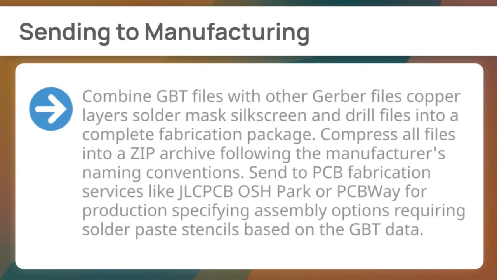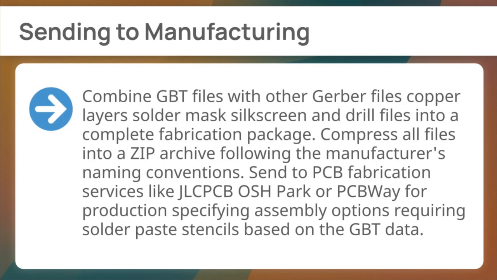Finally, sending to manufacturing. Combine GBT files with other Gerber files, copper layers, solder mask, silkscreen, and drill files into a complete fabrication package. Compress all files into a zip archive following the manufacturer's naming conventions. Send to PCB fabrication services like JLC PCB, OSH Park, or PCBWay for production, specifying assembly options requiring solder paste stencils based on the GBT data.